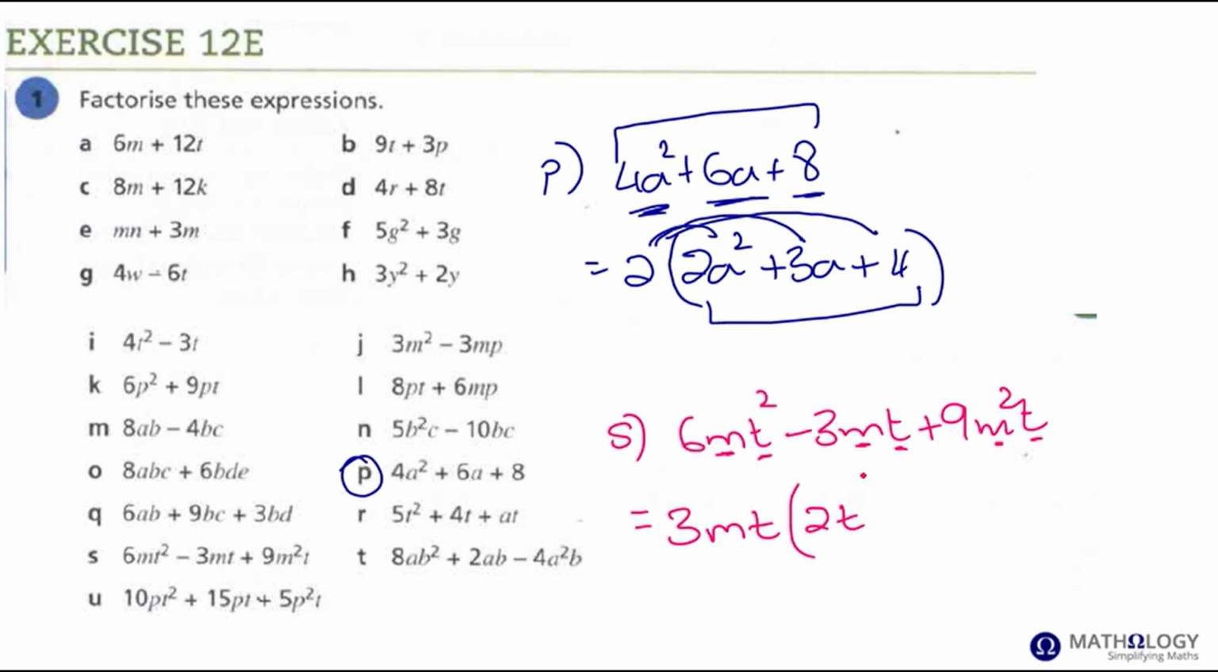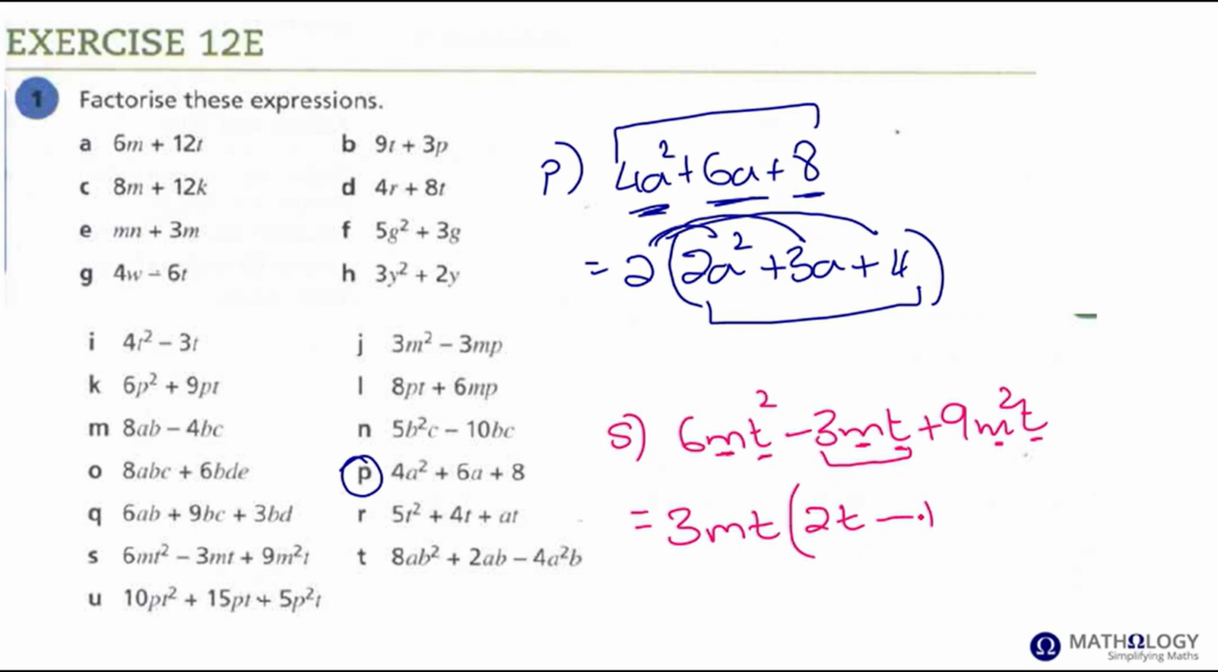3 divided by 3 is 1. That minus sign needs to be there, because the minus divided by plus is a minus. M divided by m is 1. T divided by t is 1. Essentially, we've taken out this entire term. So what we're left with is a negative 1, not 0. Be very, very careful there.